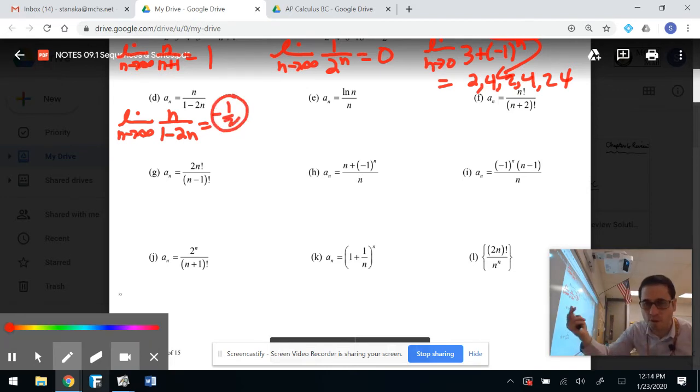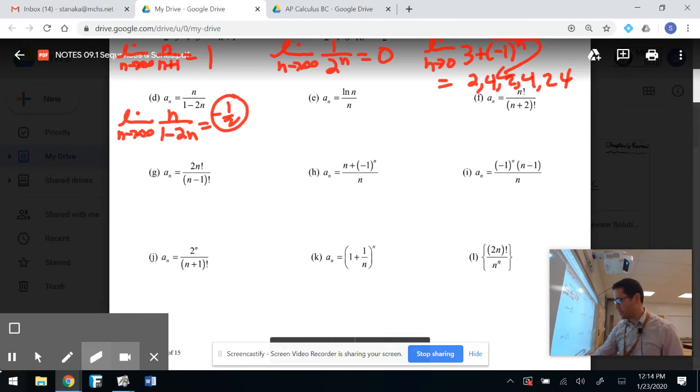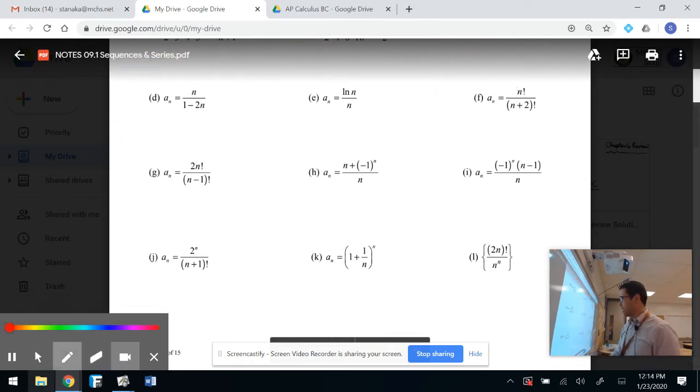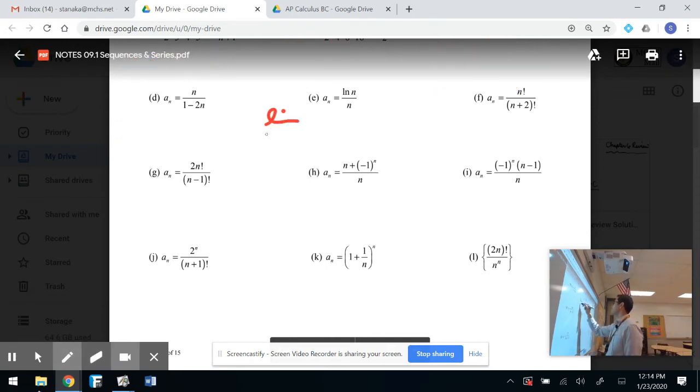Did I get it right? Booyah! I'm like 4 for 4. All right, let's do this next one. I'm going to erase some of these so we don't get confused as we go problem to problem. Let's do the limit as n approaches infinity of the natural log of n over n. Oh, snap. That's infinity over infinity. We've got to use L'Hopital, right?